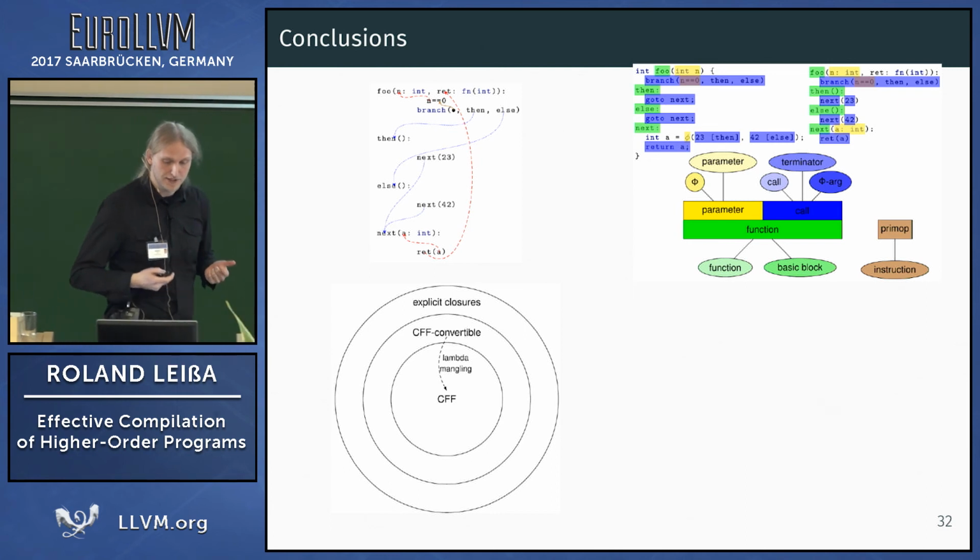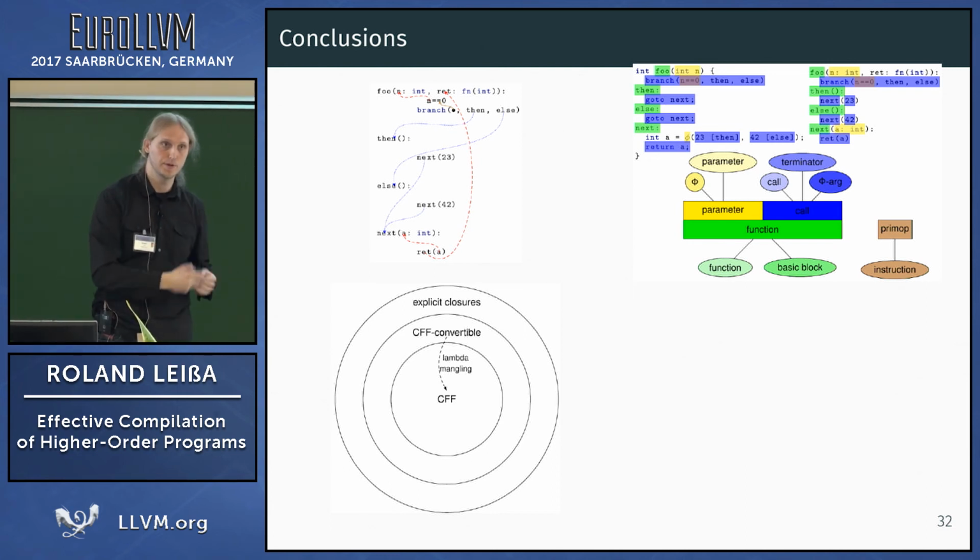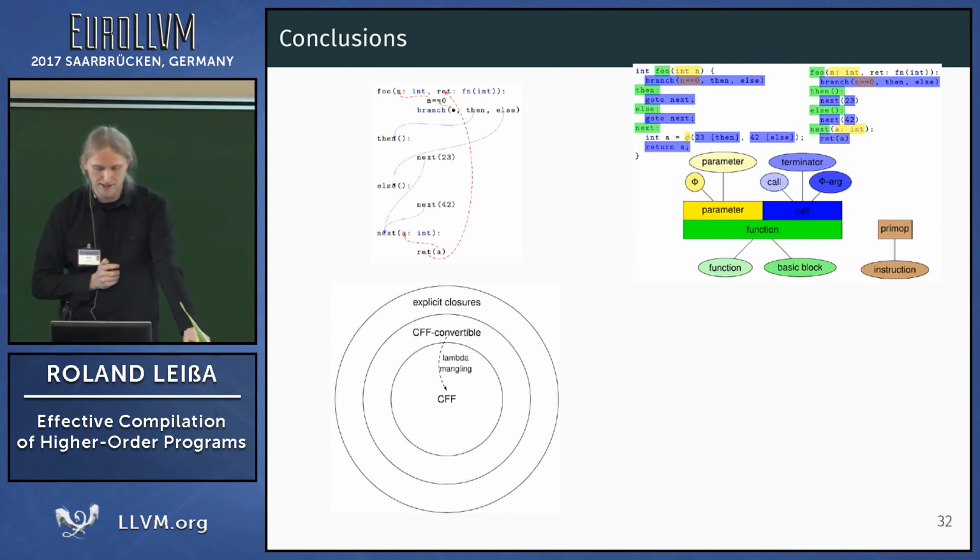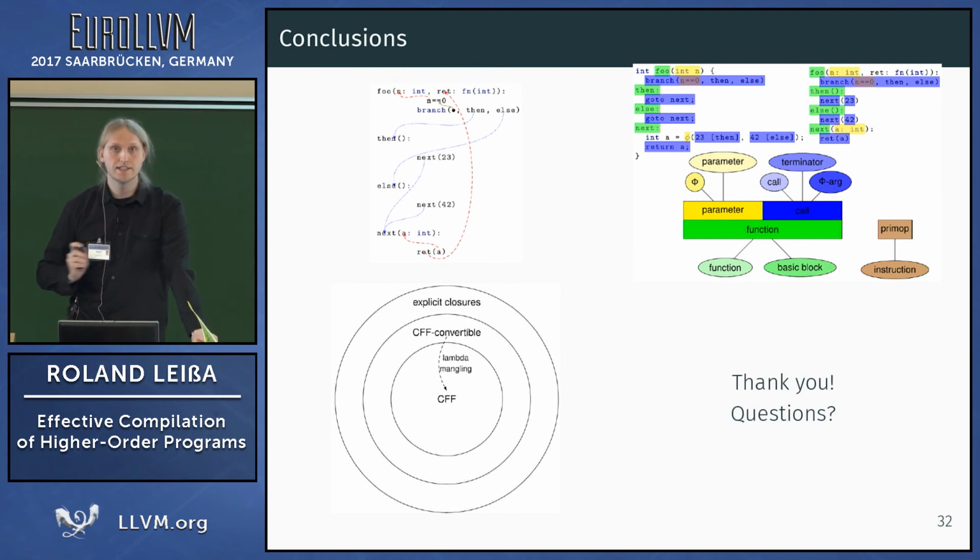There's this class of CFF convertible programs where we can also get rid of all those closures. And there's this bigger class of crazy programs where you need explicit closures. And that's it. Thank you.